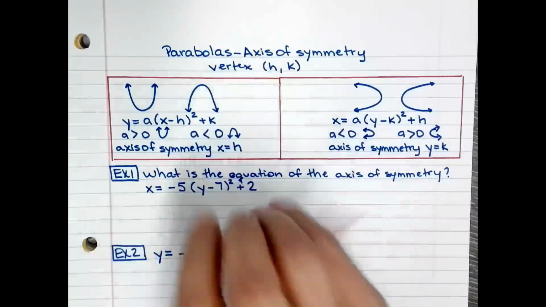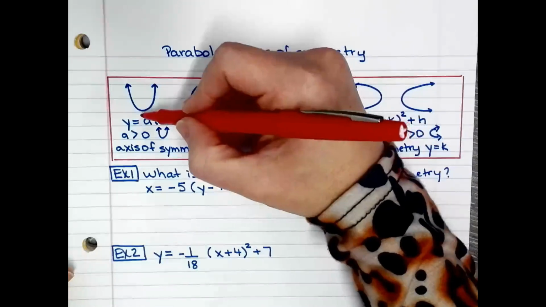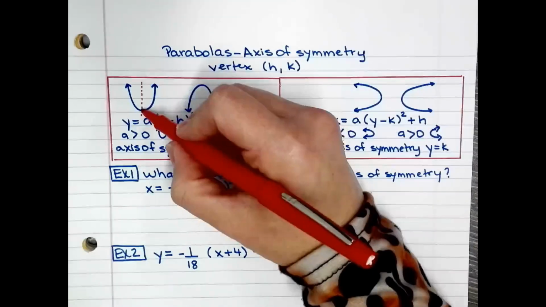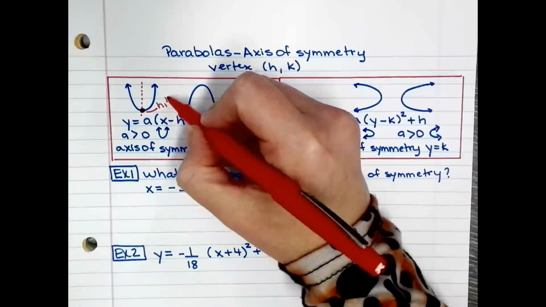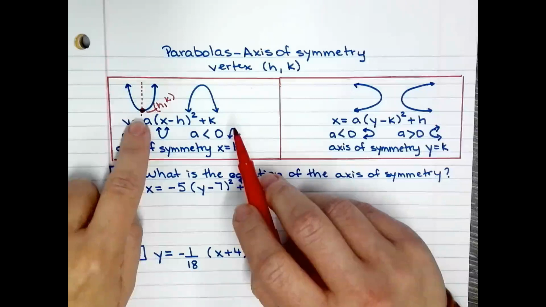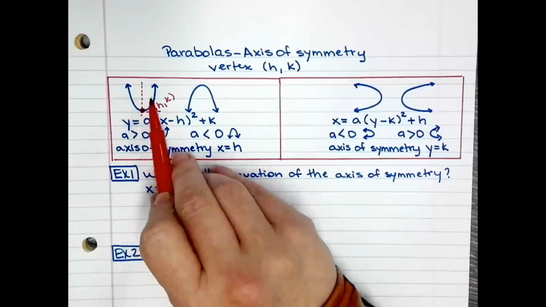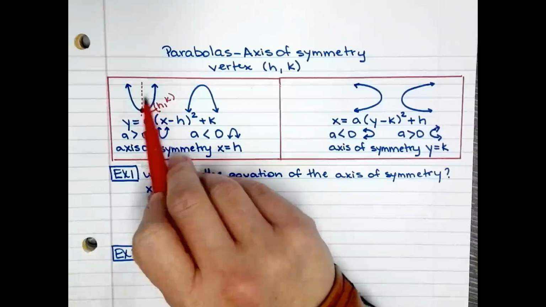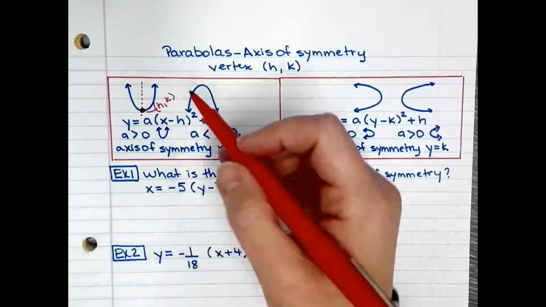Axis of symmetry. The axis of symmetry is the line, the dotted line, that goes through the vertex. Remember, the vertex is that point right there, and that point is (h, k). So your axis of symmetry goes through the vertex, cutting the parabola right in the middle. That makes the parabola symmetric. The left and the right sides are symmetric.